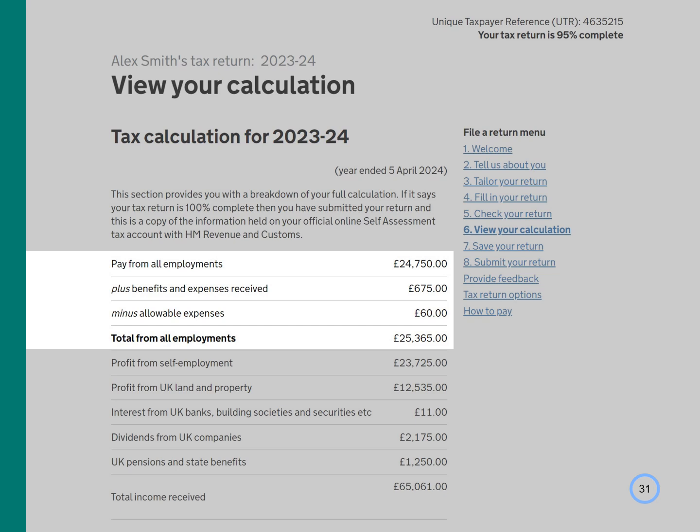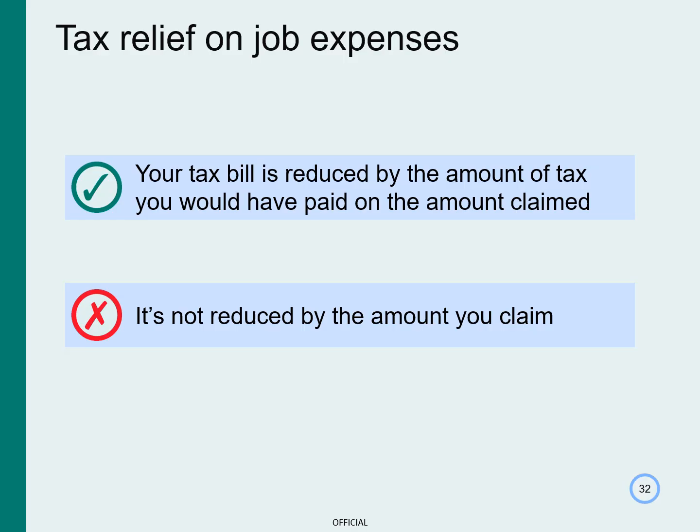Any allowable job expenses you're claiming tax relief for are then taken off. Claiming tax relief on job expenses is often misunderstood. Your tax bill is reduced by the amount of tax you would have paid on the amount you're claiming, not by the amount you claim. Let's look at an example.